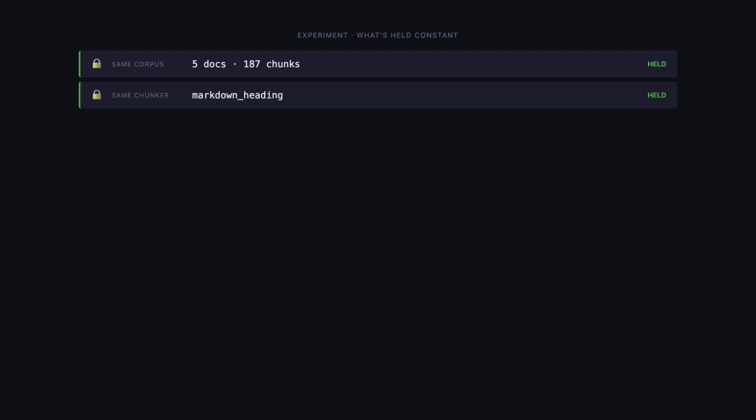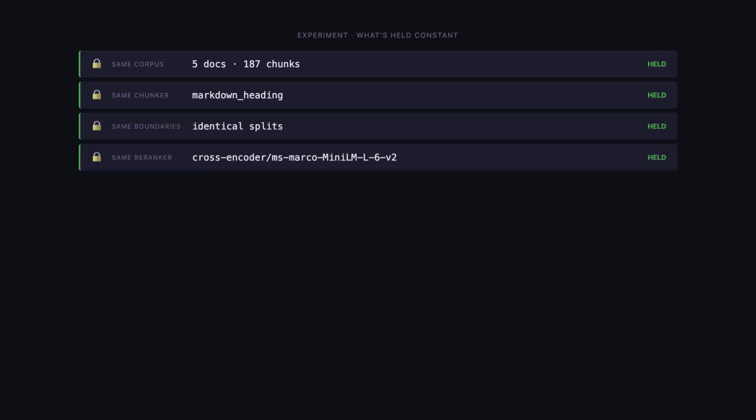Cleanest version of the experiment. Same 5 books we've been searching for the last 3 episodes. Same way of cutting them, by chapter heading. Same chunk boundaries. Same reranker. Same prompt. The only thing we change is when the embedder reads.